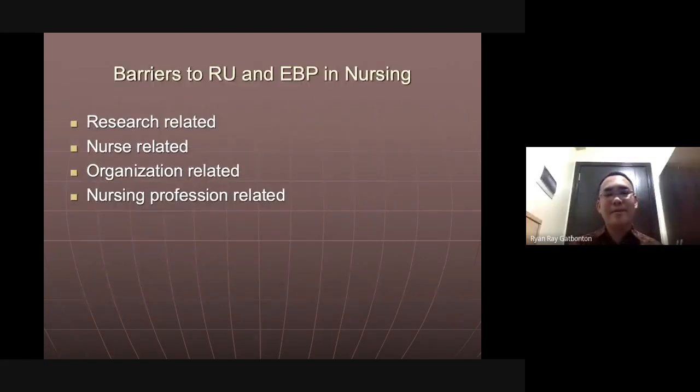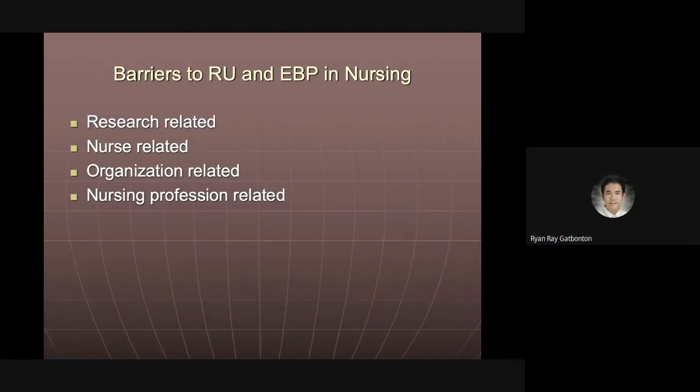So here are some barriers to research utilization and evidence-based practice in nursing. It can be a research-related barrier. Pag sinabing research-related barrier, sometimes the research is too complicated. The research is too complicated to be understood by nurses. Kasi not all nurses can easily understand research findings. Nagkaka-jargon, hindi magamit, okay?